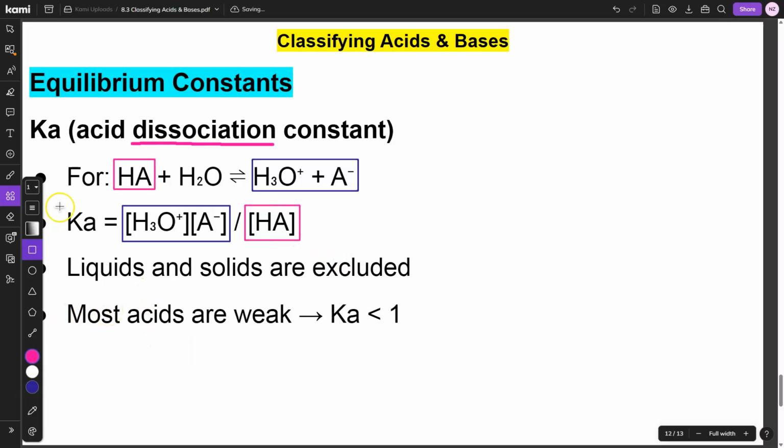When we write out our expression for Ka, we are going to exclude liquids and solids, only including things that are aqueous. Most acids are weak, meaning that they'll have a low Ka value, so less than 1.